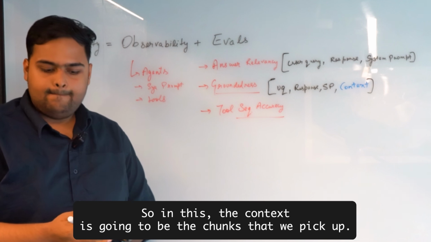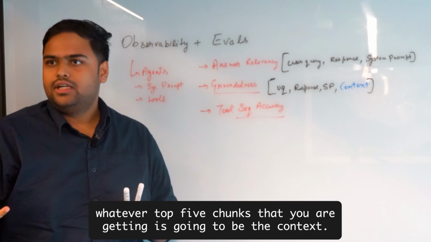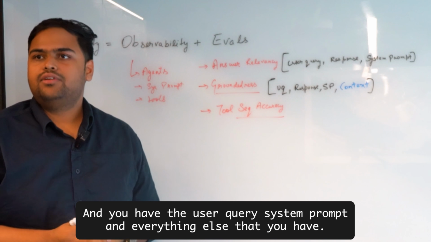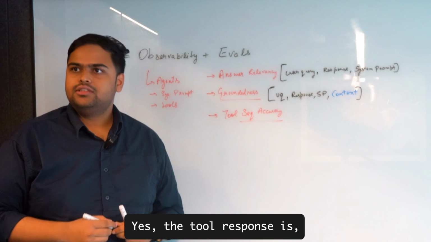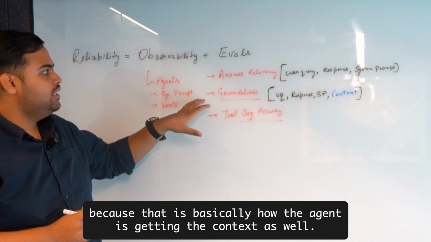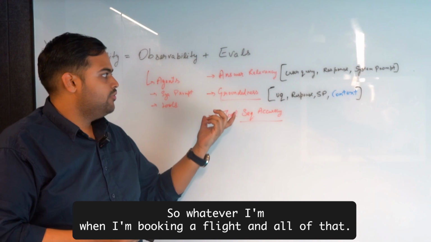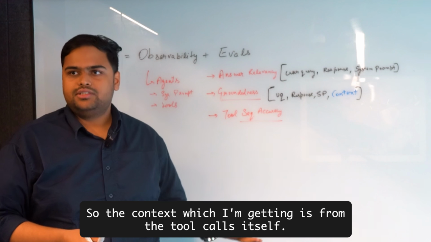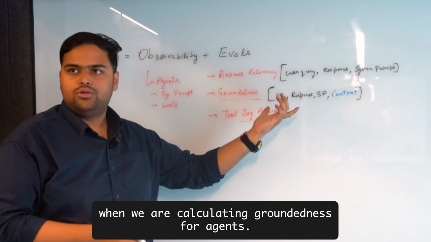So in RAG, this context is going to be the chunks that we pick up? Yes, in RAG, whatever top 5 chunks you are getting are going to be the context, along with the user query, system prompt and everything else. For agents, the tool responses can be the context. Yes, because that is basically how the agent is getting the context. So when I'm booking a flight, the context I'm getting is from the tool calls themselves. So we consider the tool call response as context when calculating groundedness for agents.